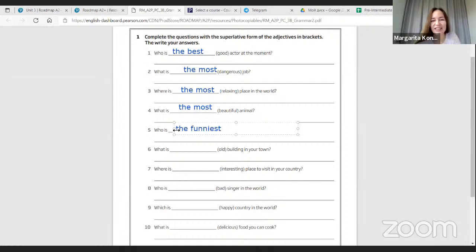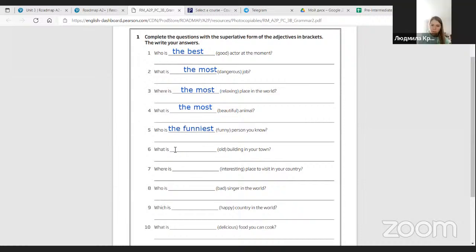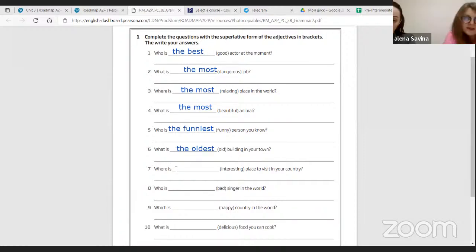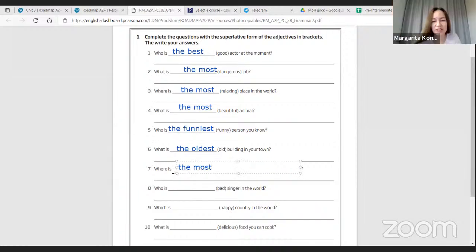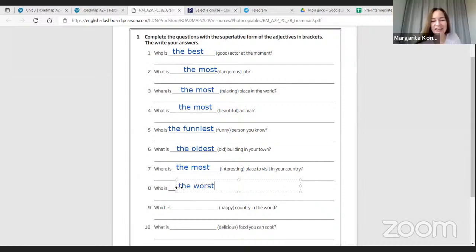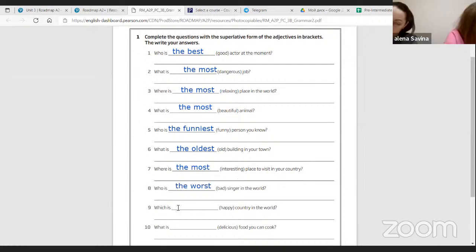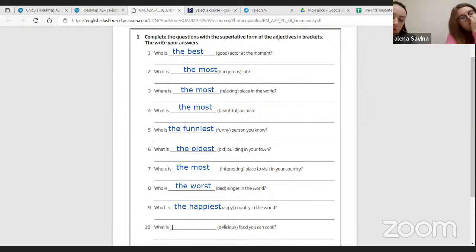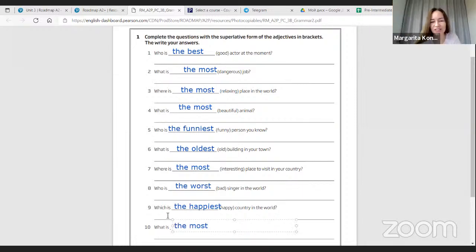Funniest, right? Okay. Right. Number 6. The oldest. Number 7. The most interesting. Number 8. The worst. Number 9. The happiest. Yes, the happiest. And number 10. The most delicious. That's it. Yes? Okay.